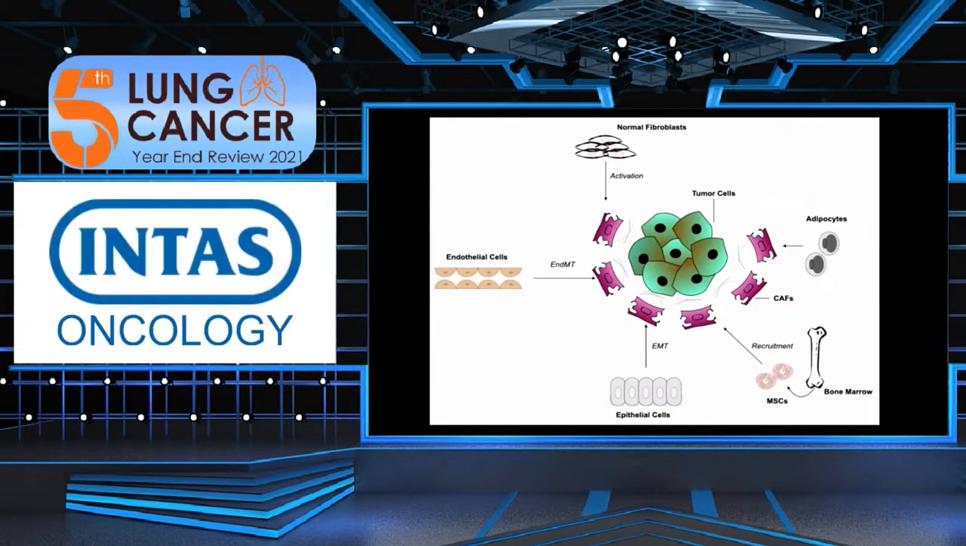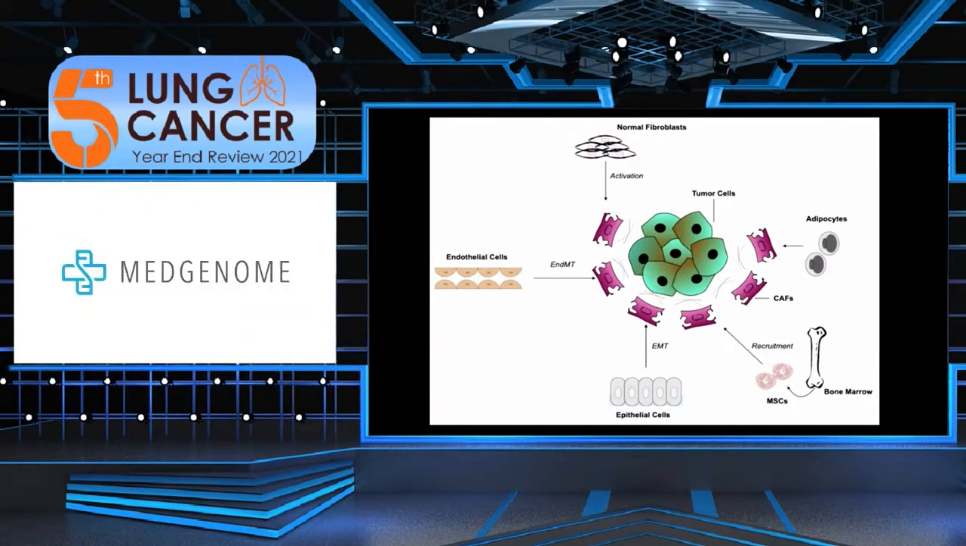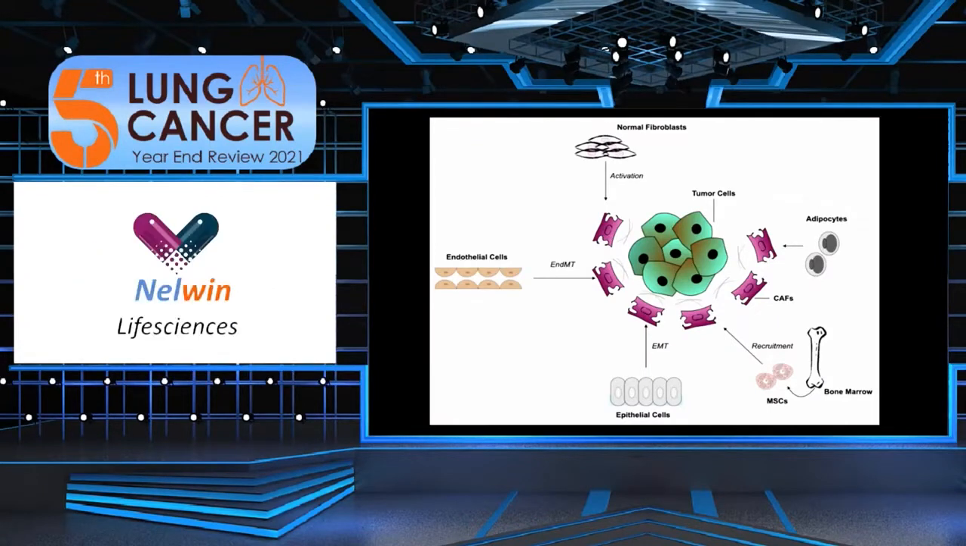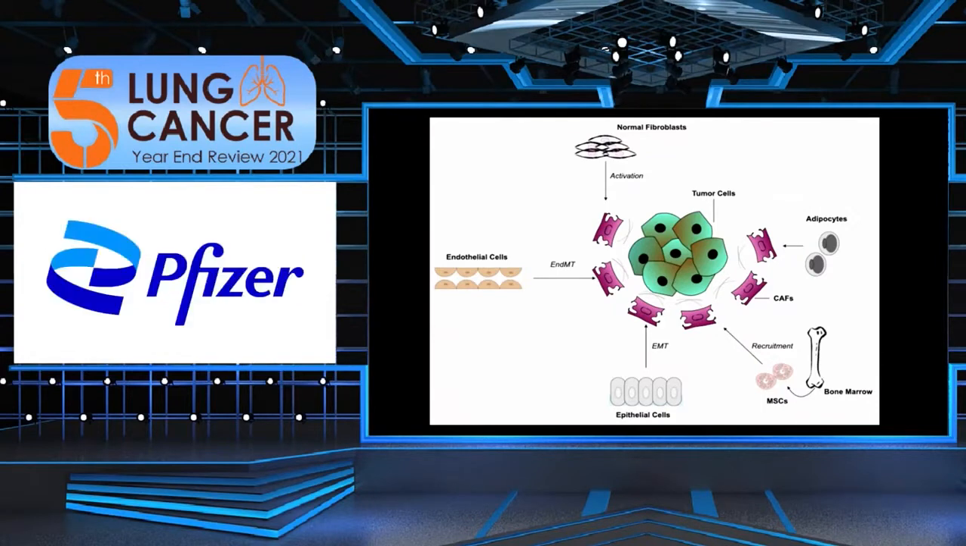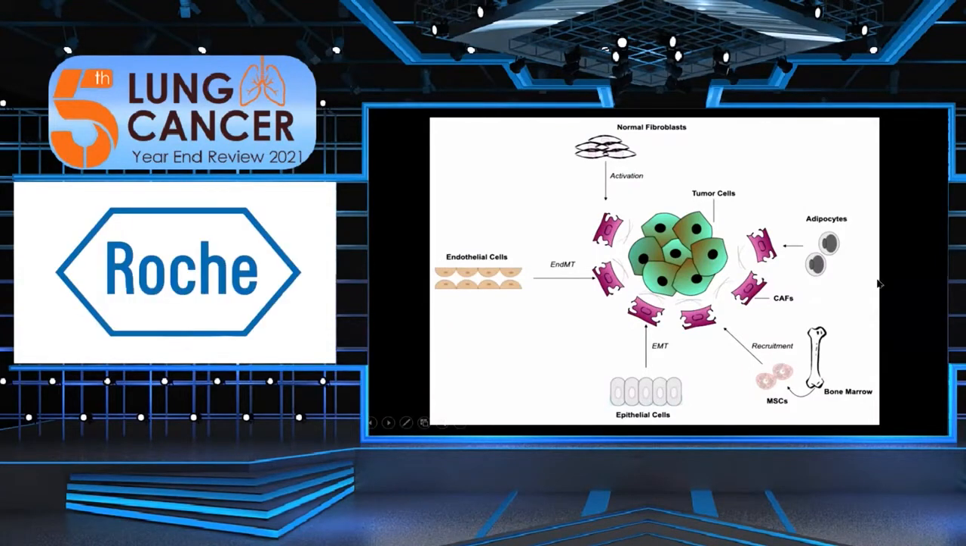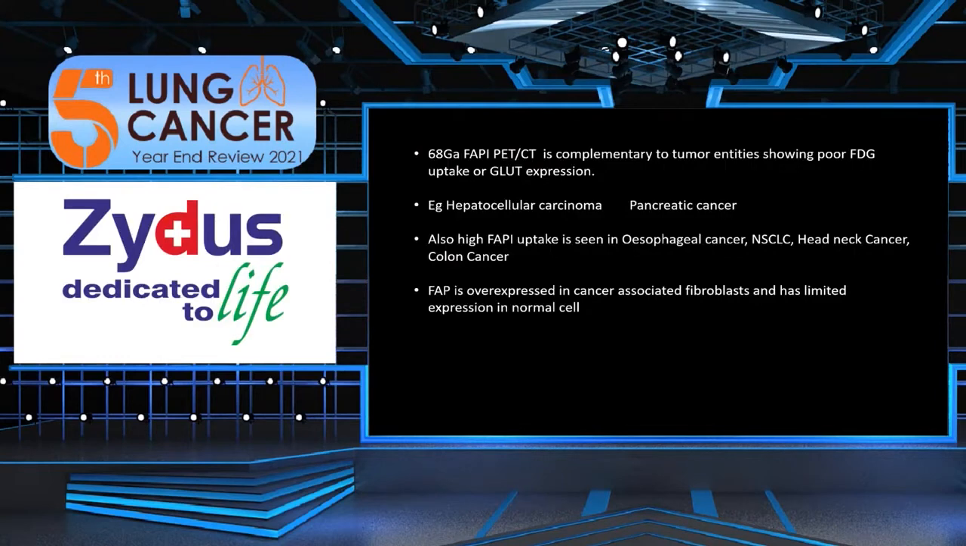And this is a diagram to show the interaction between endothelial cells, normal fibroblasts, the other connective tissues like adipocytes, the marrow cells, the progenitor cells, and the tumor cells. This interaction creates these cancer-associated fibroblasts. So this is something like a person who is always present in most of these cancers.